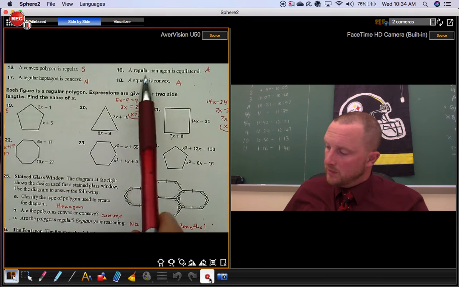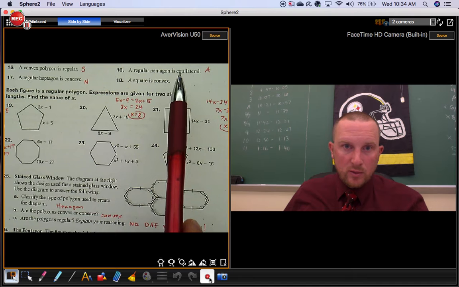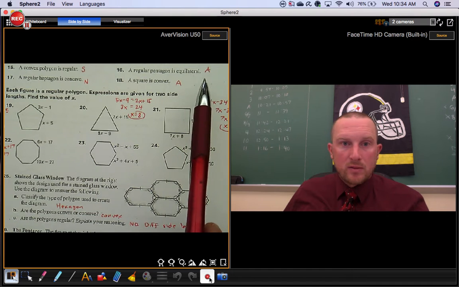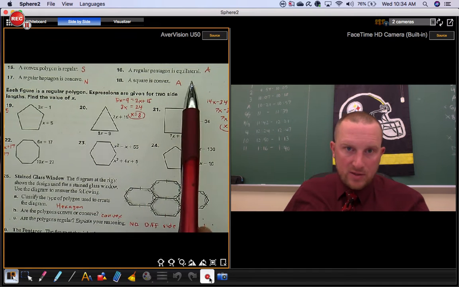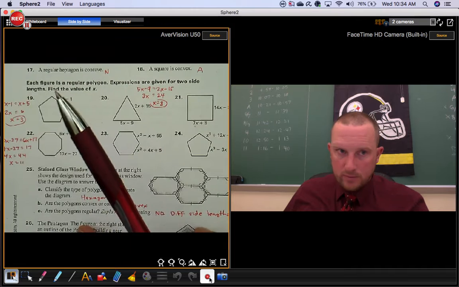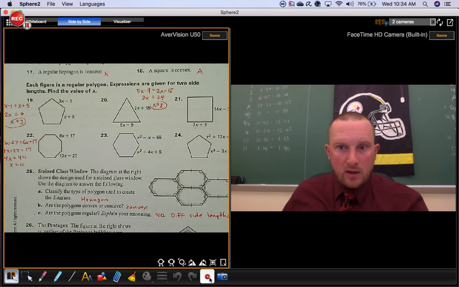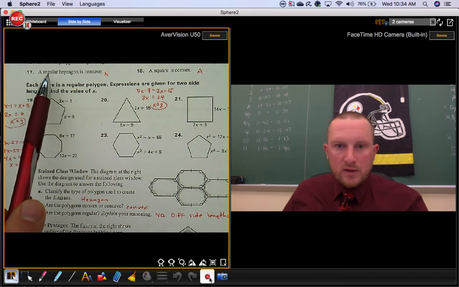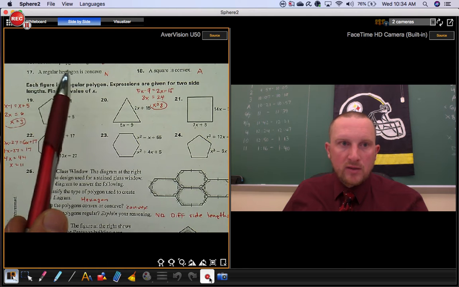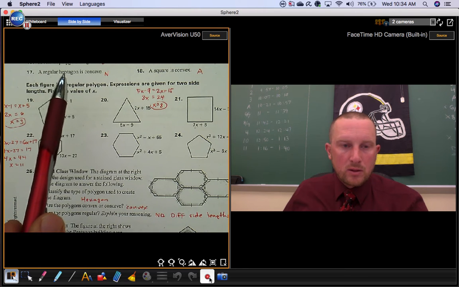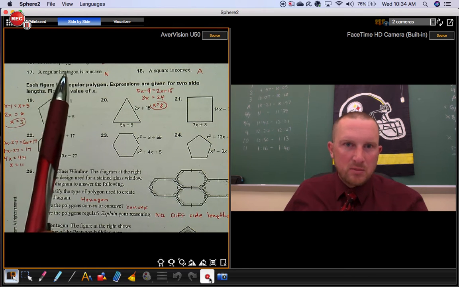Number 16, a regular pentagon is equilateral. That always happens. If it's regular, all the sides are the same. A regular heptagon is concave. Never. If it's regular, then it's going to be a convex figure because all those angles would have to be the same.